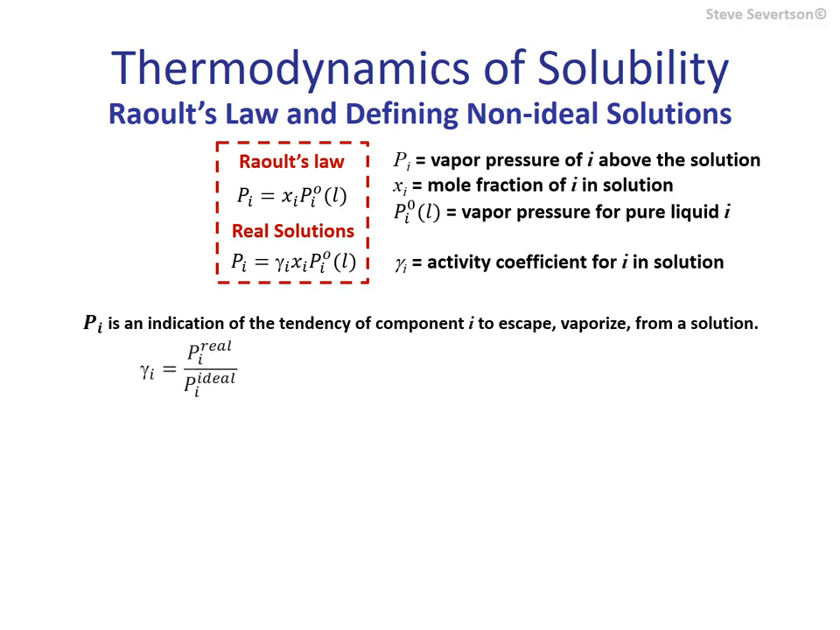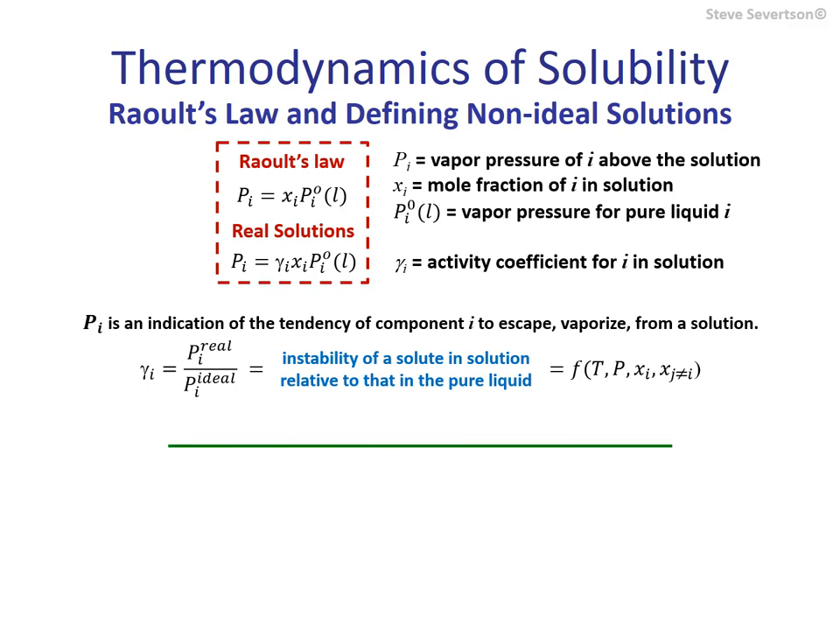The activity coefficient in a solution is the ratio of a solute's actual partial pressure above the solution to that predicted by Raoult's law, assuming ideal solution behavior. In other words, the activity coefficient is a relative measure of the solute's instability in solution, which is a function of temperature, pressure, concentration, and the concentration of co-solutes. For an ideal mixture or solution, the activity coefficient is equal to 1.